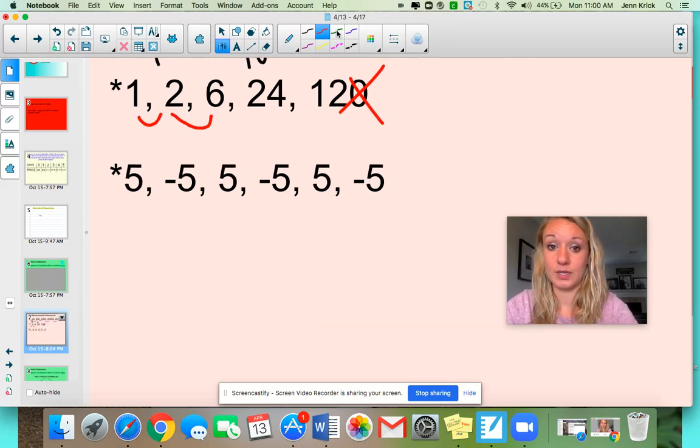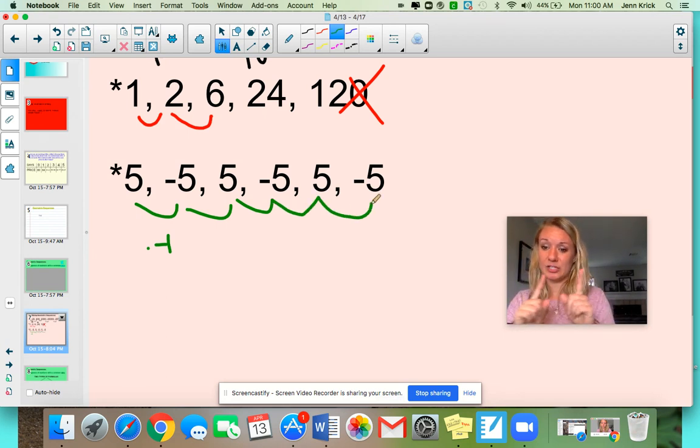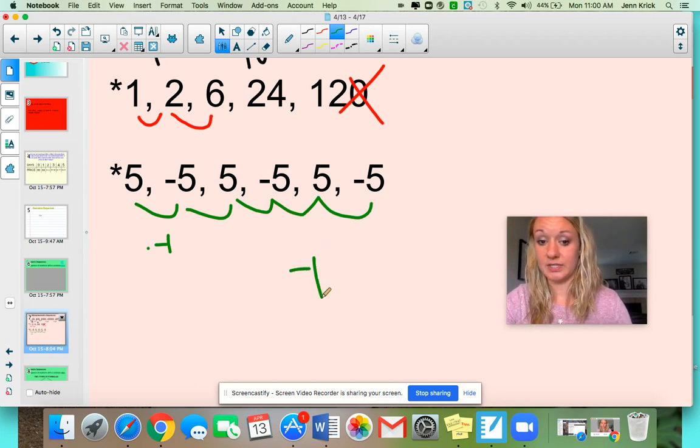And for my last one, ask yourself, how do you get from 5 to -5? Well, I know that I multiply by -1. Then I multiply by -1 again, gives me positive. Multiply by -1, multiply by -1, multiply by -1. Even though it's just flip-flopping between 5 and -5, our common ratio is still -1, which makes it a geometric sequence, so that one works.